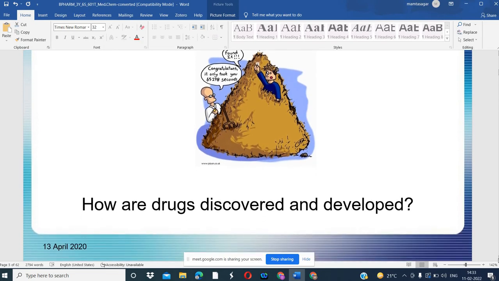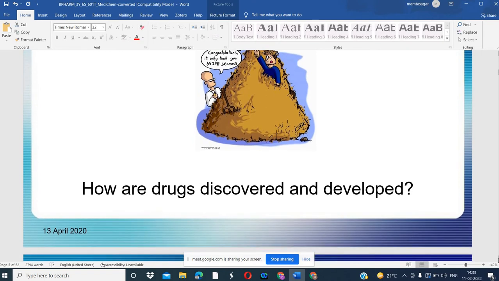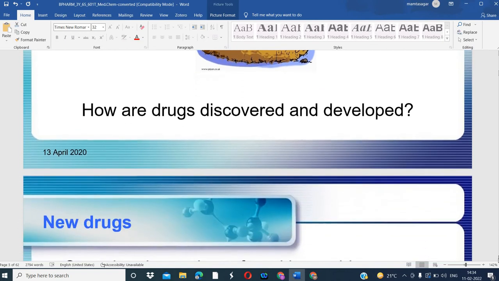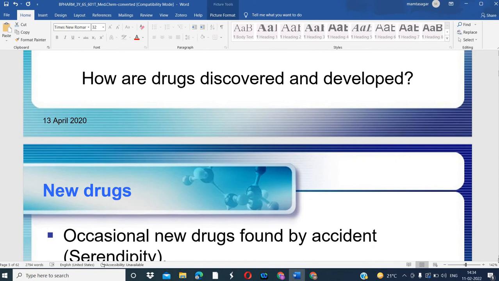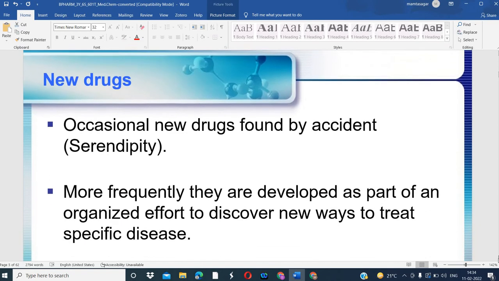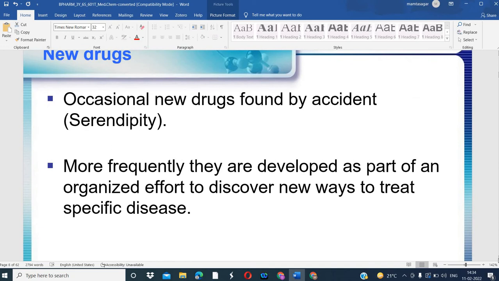Somebody may take a small time to discover a drug, but there may be more time. It takes lots of time for experimental studies, for isolation, preclinical studies, then clinical studies. So it is a long process, and it always takes billions of dollars. One needs more money, so that's why the cost of any chemical medicine is very high. So how are drugs discovered and developed? Occasionally new drugs are found by accident. That phenomenon is called serendipity, if we accidentally find the drug.